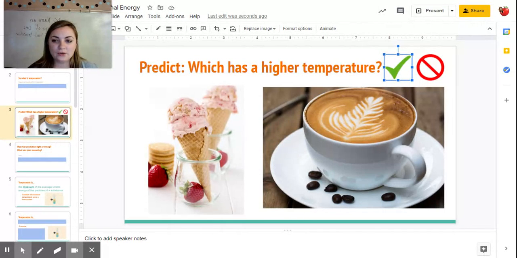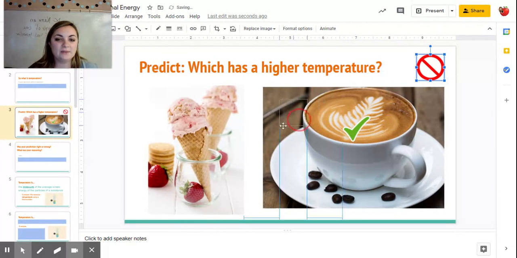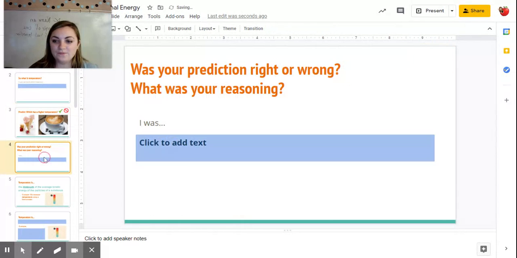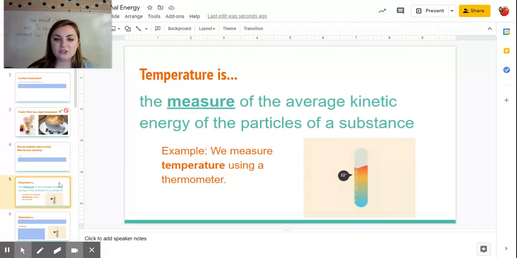All right, so obviously we know that the coffee has the higher temperature and the ice cream has the lower temperature. On the next slide, I would like you to tell me: was your prediction right or wrong? And what was your reasoning? If you said that the temperature of the coffee was higher than the ice cream, why were you right or why were you wrong? Now you can pause the video, type this in, and then come back.